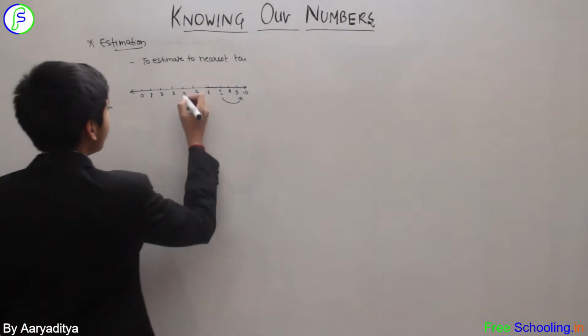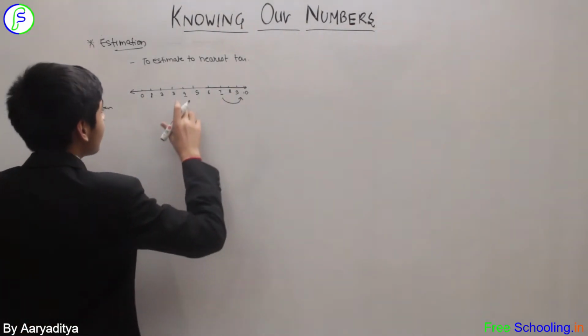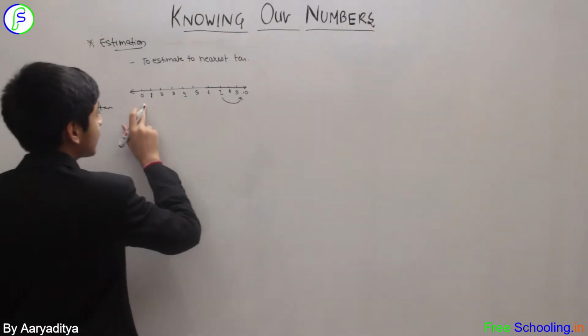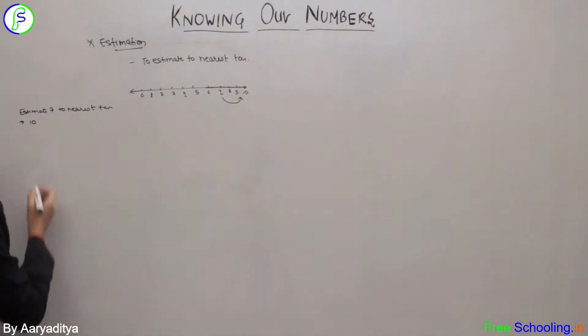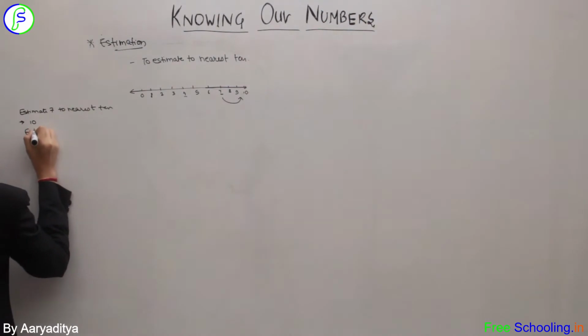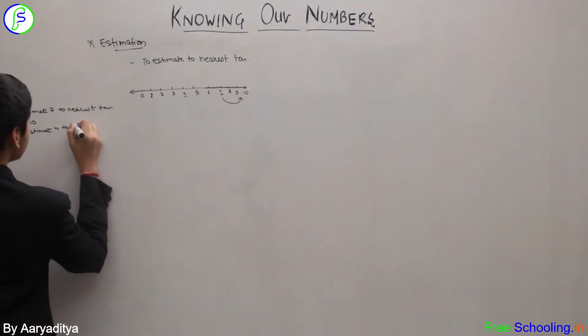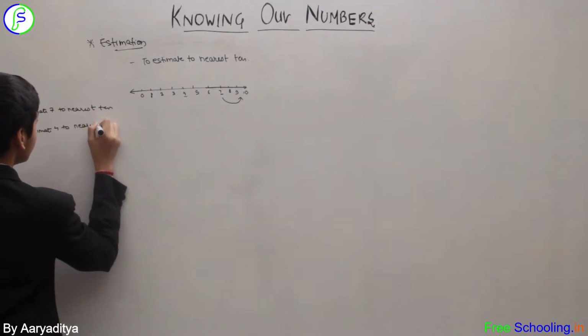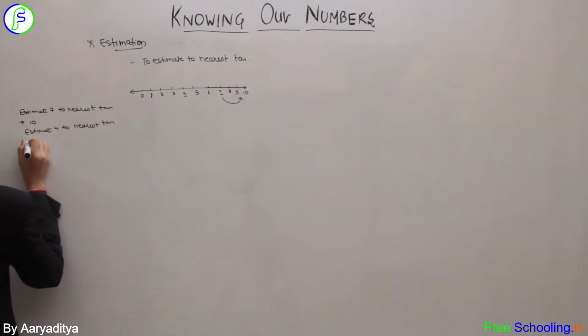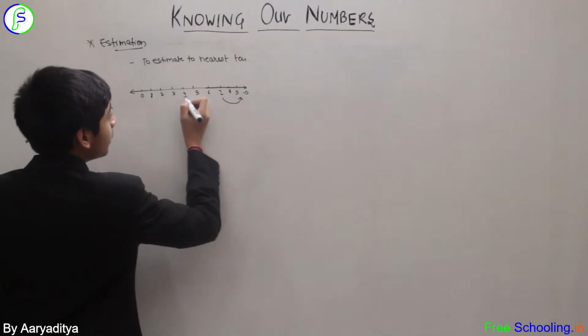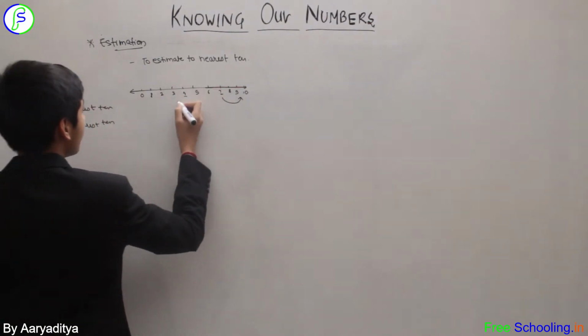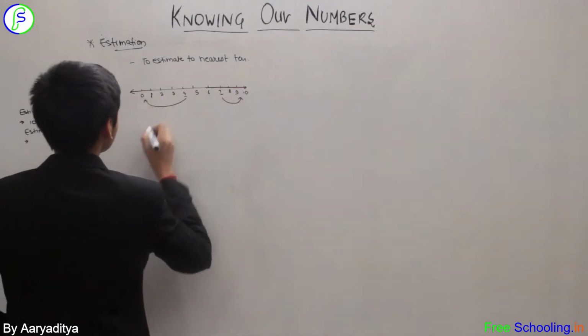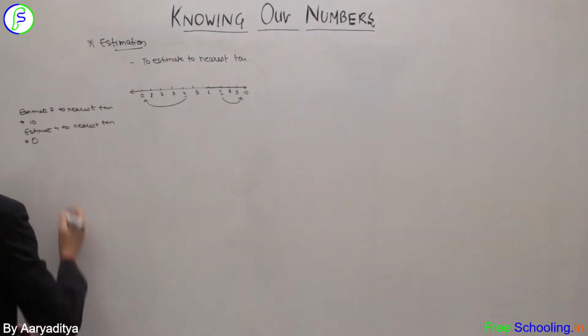And if I say 4, we see that the difference between 4 and 0 is less compared to the difference between 10 and 4. So if I say estimate 4 to the nearest 10, what would be the answer? As the difference between 10 and 4 is greater than between 0 and 4, it would go to 0. So the estimation would be 0.